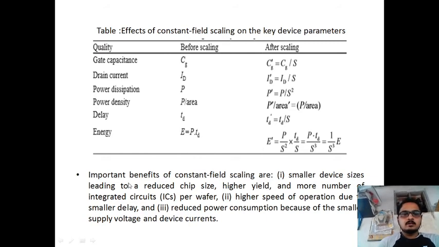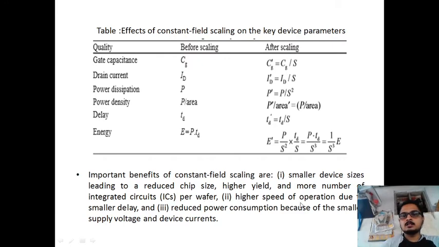Okay. See here, finally we will see the important benefits of constant field scaling. The first is smaller device size. When we scale the device size, the smaller device size leads to a reduced chip size. Generally when we decrease the size of the transistor, the chip size also decreases, and the high yield means the internal electric field is constant, and more integrated circuits per wafer. When you decrease the size of the transistors, the integrated circuit size also decreases, and more integrated circuits can be integrated in a single wafer.